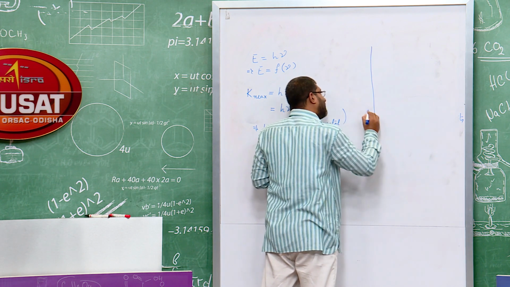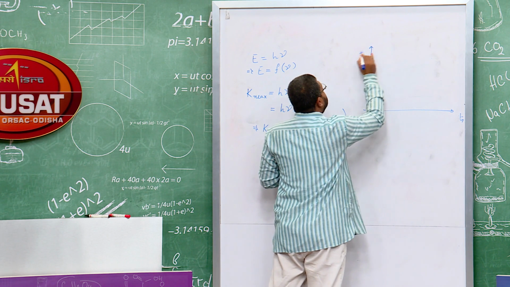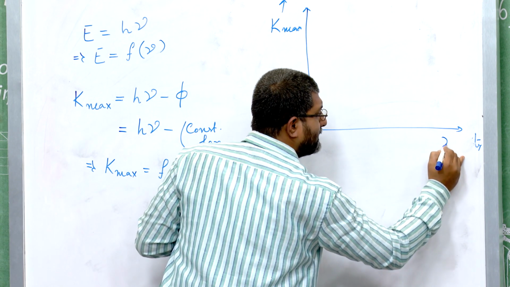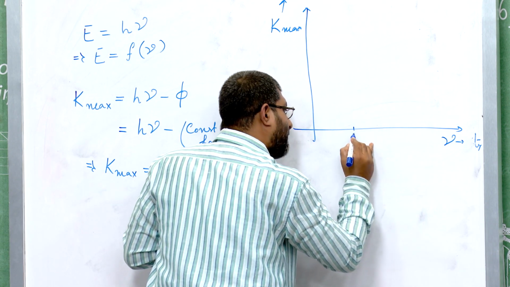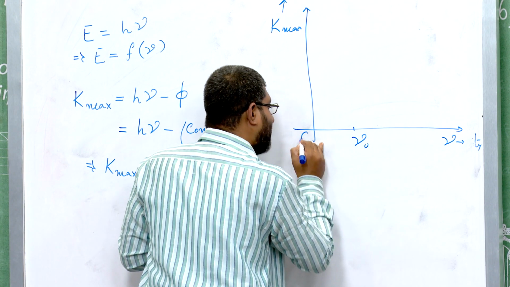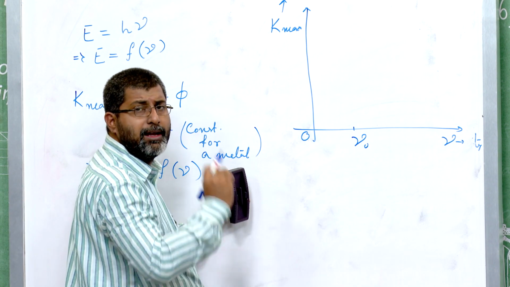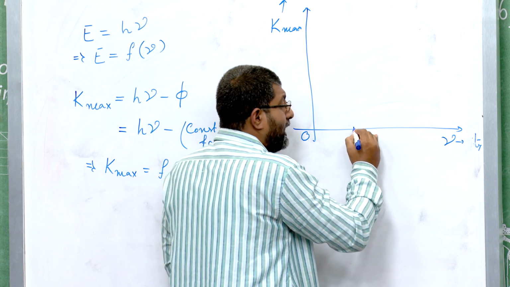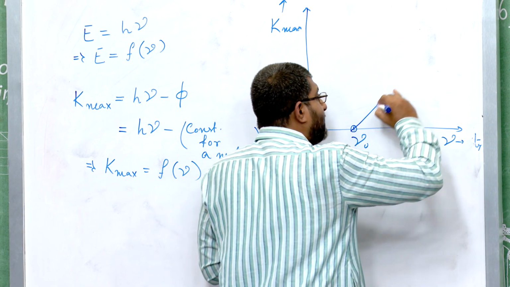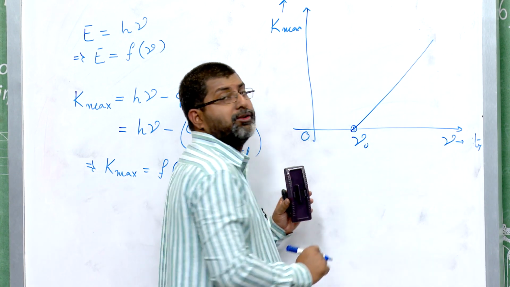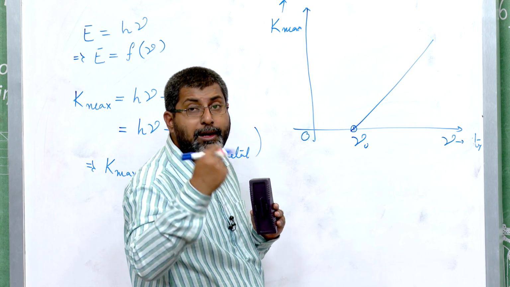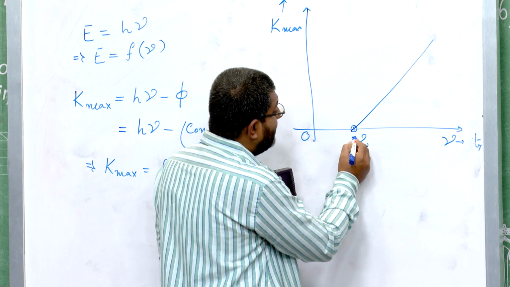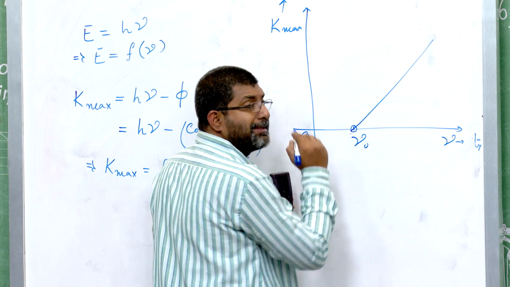If this is the x-y axis, on this axis I have taken K max, and on this axis I have taken frequency. Remember one thing, so long as nu equals nu 0, electrons are emitted with 0 kinetic energy. So, this curve will start from here only. Why? Because at nu equal to nu 0, electrons are emitted with 0 kinetic energy. So, at this point nu equals nu 0, K max equals 0.